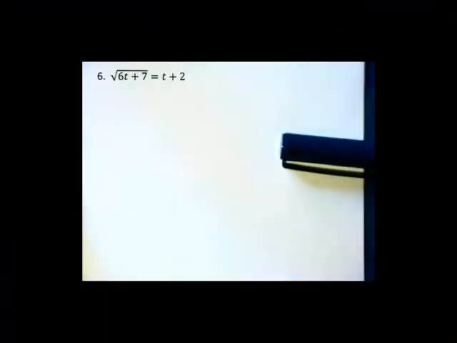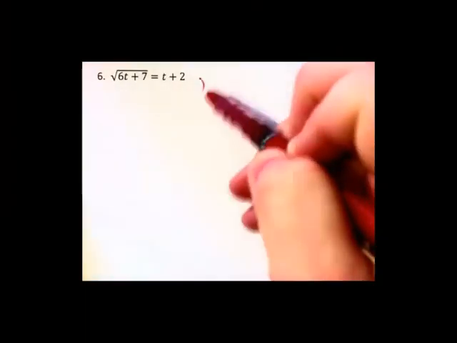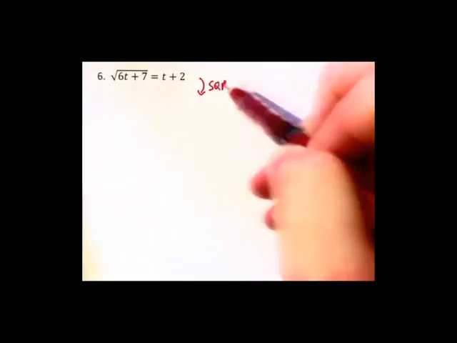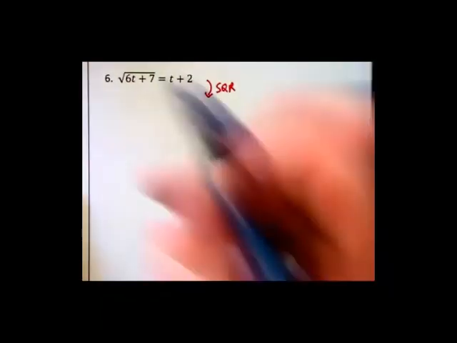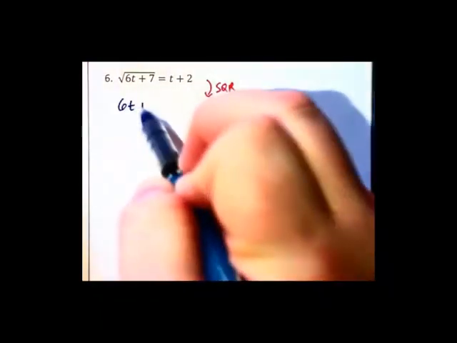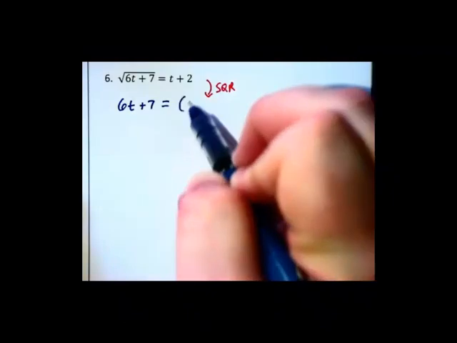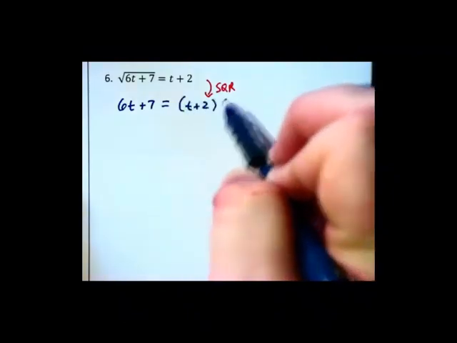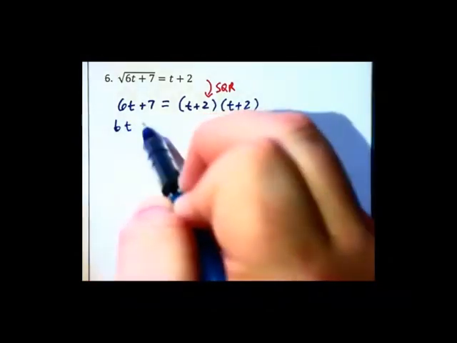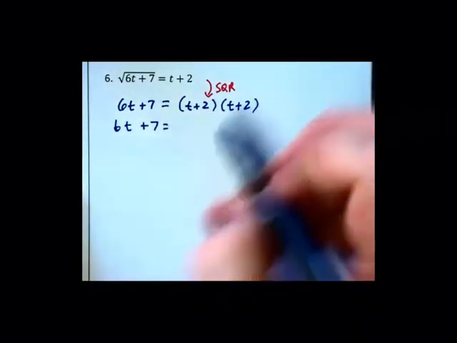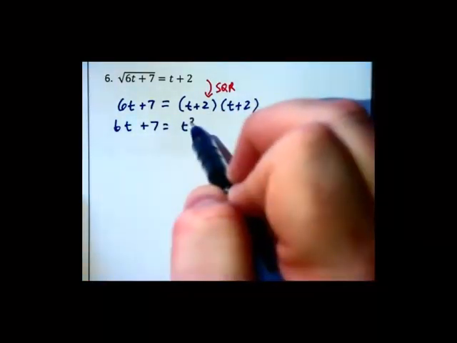We're going to start by squaring both sides. We notice that the radical is already isolated by itself. Squaring the left gives us 6t plus 7. Squaring the right gives us a FOIL problem. So no change on the left, 6t plus 7 stays, and on the right, first term of FOIL, t squared.